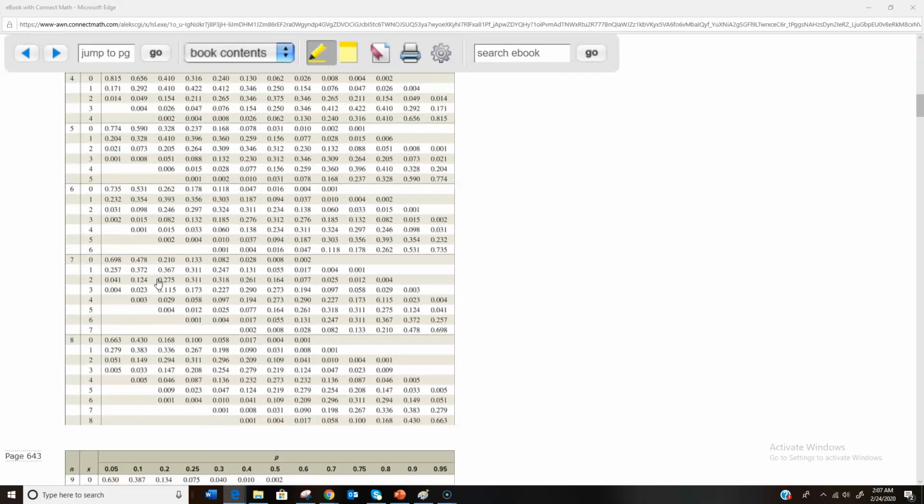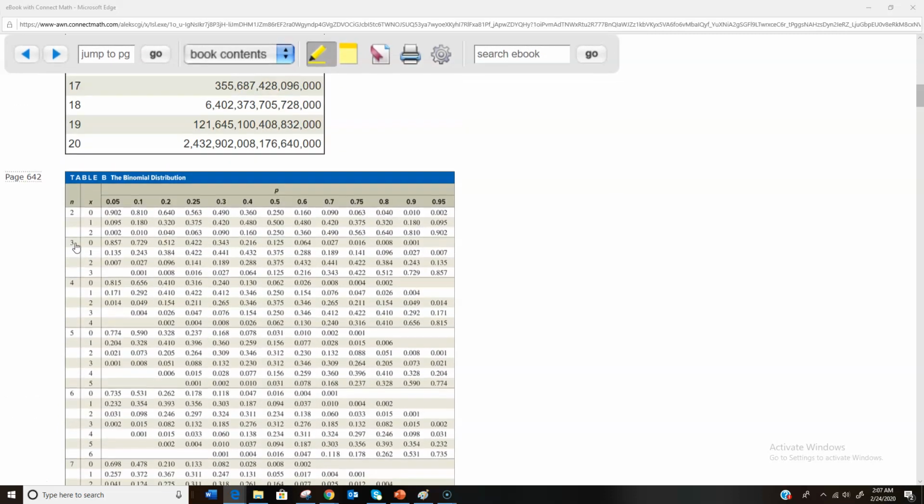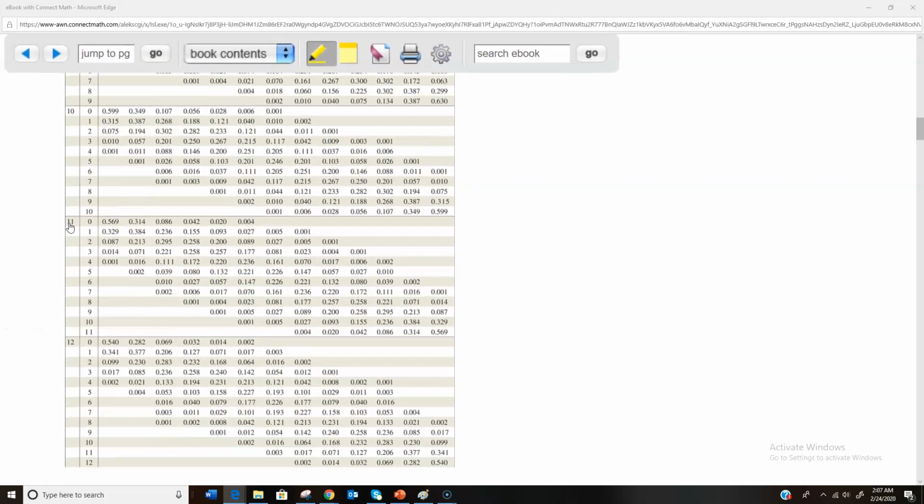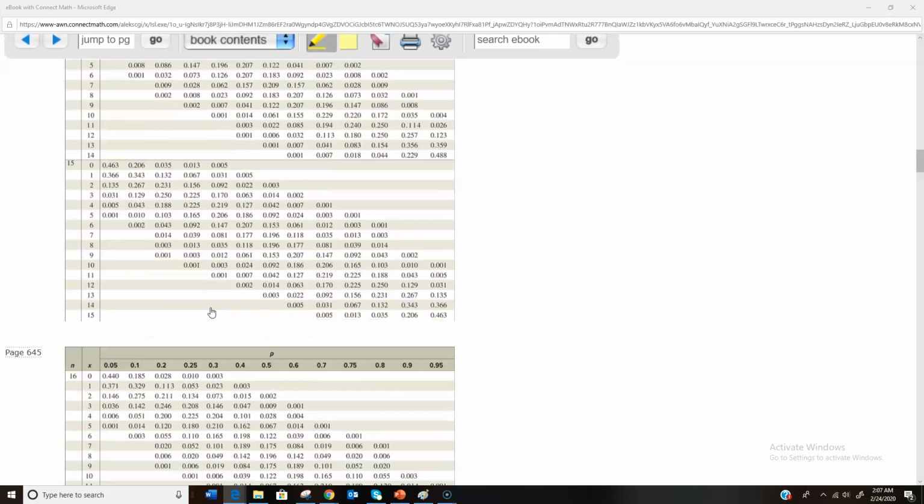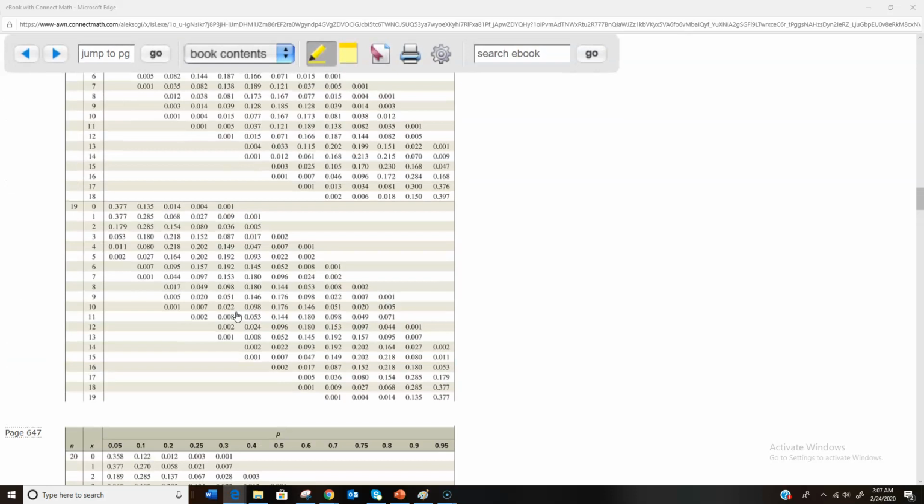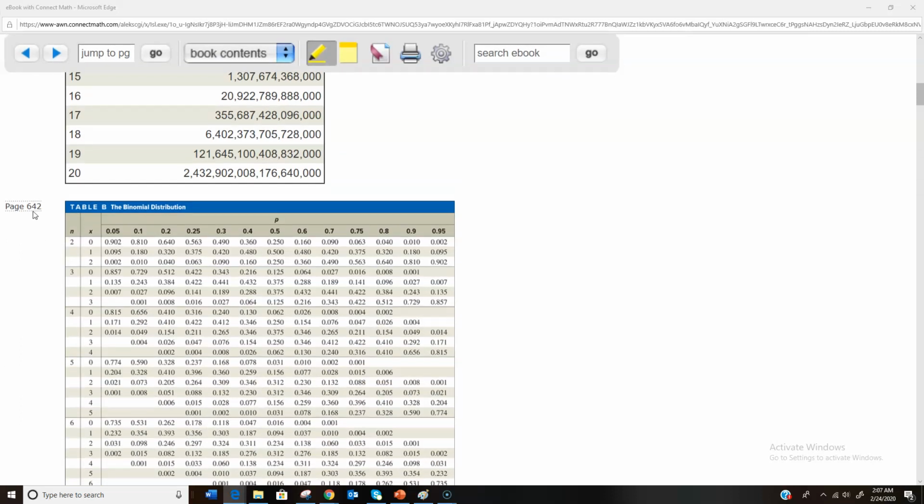The other thing is, this gets really big really fast. When you have only 3 coin flips, the most successes you can have is 3. But if you go down here, you'll notice if you have 11 coin flips, you could have up to 11 successes, anywhere from 0 to 11. So you need 11 rows, actually 12 rows if you count the 0. You need 12 rows for an N of 11. And it gets really big really fast. So this takes up several pages, and it only goes up to 20. That's 647 is the end of it. It only starts on 642, so it takes 5 pages just to get up to an N of 20.